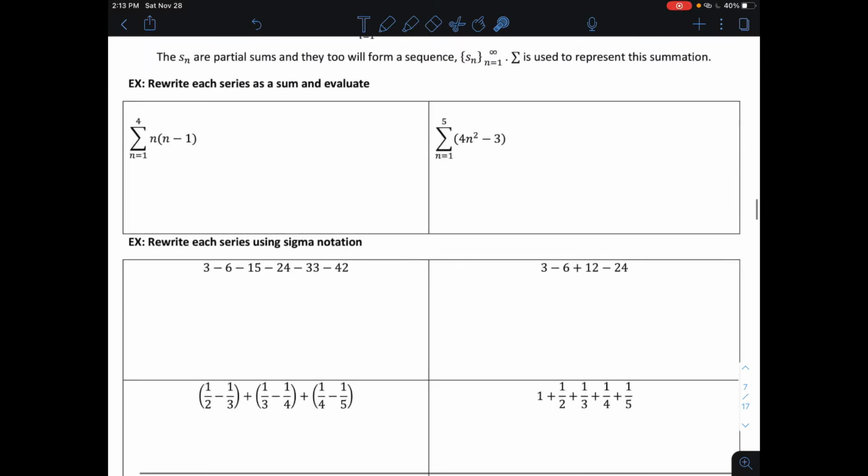So let's look at this first example on the left-hand side. I'm given the summation from n equals 1 to 4 of n times n minus 1, and I want to rewrite it as a sum, and then I want to evaluate. So we want to expand this series.